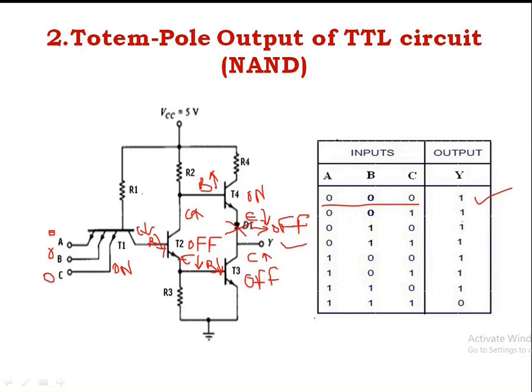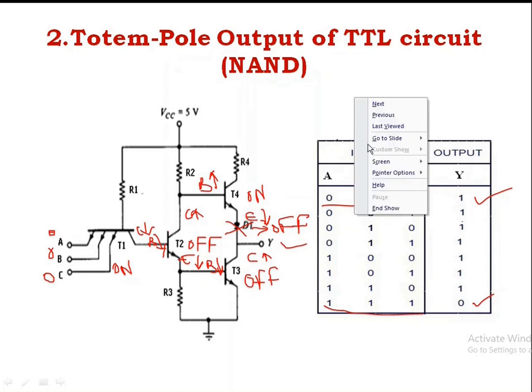Okay, now you just see the next value. How are you getting 0? We'll see this value. Did you understand this? You have to remember what will happen when your transistor is on, and what will happen when your transistor is off. That's all. So here we'll go for the next value.